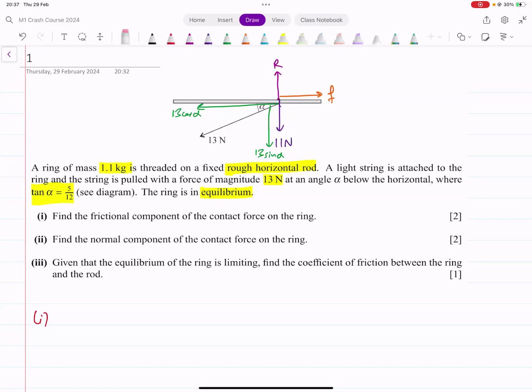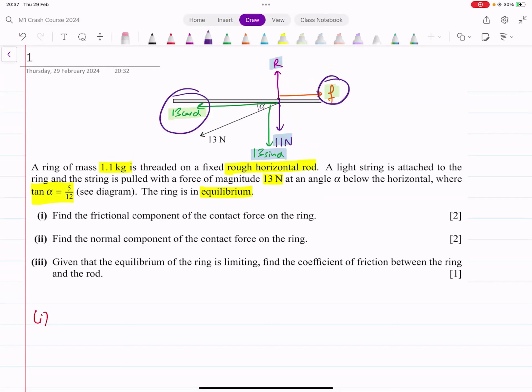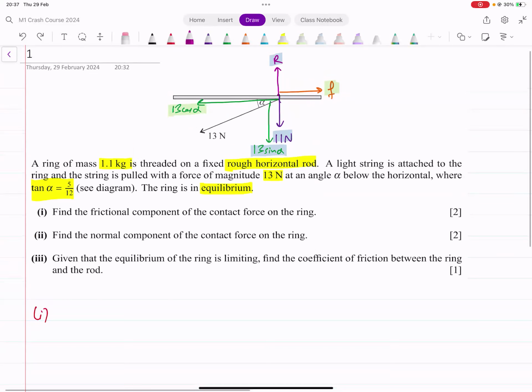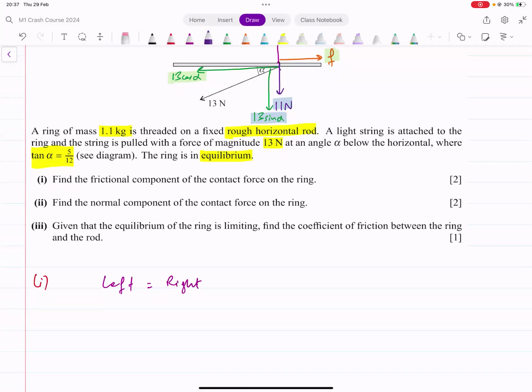Now all we have to do is just equate the opposite forces. These are the forces acting horizontally, and these are the forces acting vertically. We just have to equate these forces. In the first part, they ask you to find friction. Where is friction? Friction is a horizontal force here. So all you have to do is equate the forces acting towards the left side to the forces acting towards the right side. Towards the left side, we have 13 cos alpha, and towards the right side, we have F.